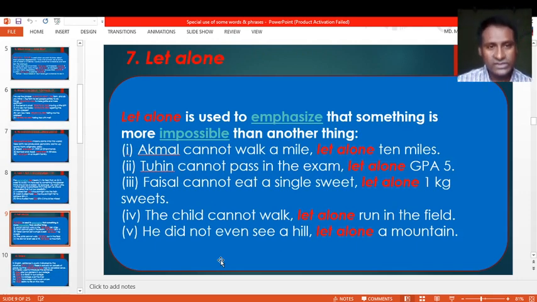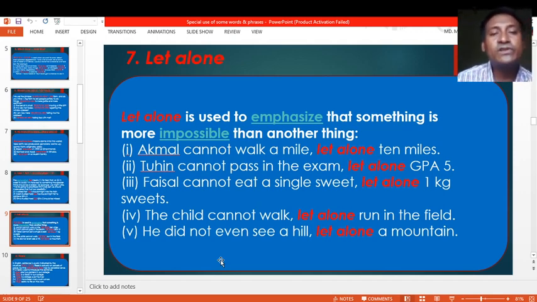Let alone. Let alone is used to emphasize that something is more impossible than another one. It emphasizes or gives importance that something is more impossible than another possible thing. It will be clear for you if you see these examples. Akmal cannot walk a mile. We see that a man, Akmal, who cannot walk a mile, let alone 10 miles. So it is not possible for him to walk 10 miles.